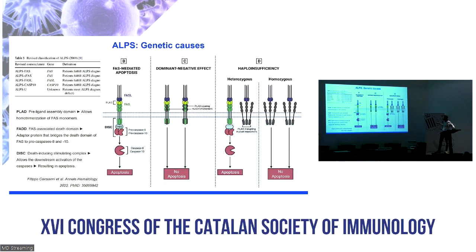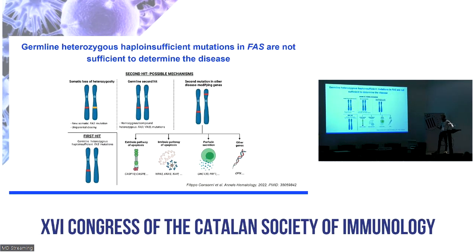There are few patients with homozygous mutations in FAS. These display a severe early onset disease. And in these heterozygous haploinsufficiency patients that display a clinical phenotype, it is thought that there are secondary hits that can contribute to the clinical picture. So the germline mutation was the first hit. And then other hits, which can be somatic loss of heterozygosity, a germline second hit, or other hits in genes related to the pathway, can contribute to the clinical manifestations.